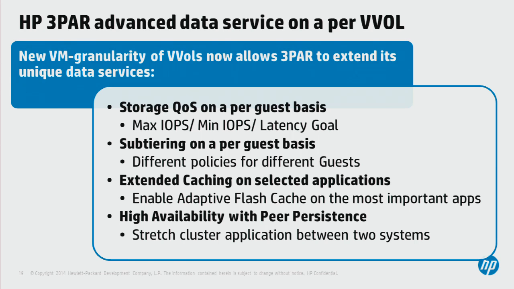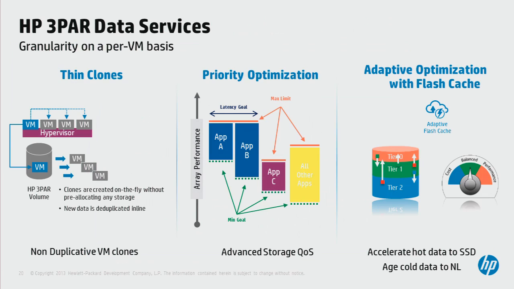You don't have to do sub-tiering on the entire LUN anymore. You can actually decide, okay, these are only certain applications that I want to sub-tier. Caching and high availability with Peer Persistence. So this is really the great advantage of using VVols on a 3PAR architecture. You get great availability, resiliency, and tons of data services.